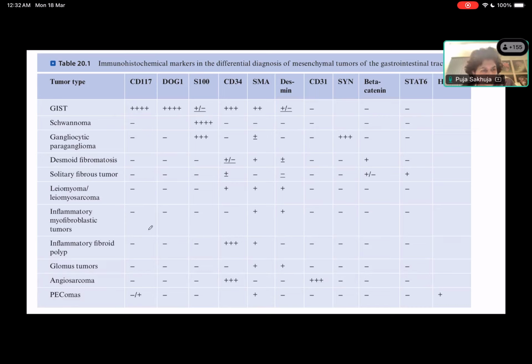Okay, so this is showing you these tumors now. CD34 and a little bit of SMA for this, and inflammatory myofibroblastic tumor is negative for all this. It will come positive for SMA and desmin. Why? Because these are myofibroblasts. So it will definitely come positive for desmin and SMA. ALK1 is not shown in this table, which will be positive in these tumors. Okay.